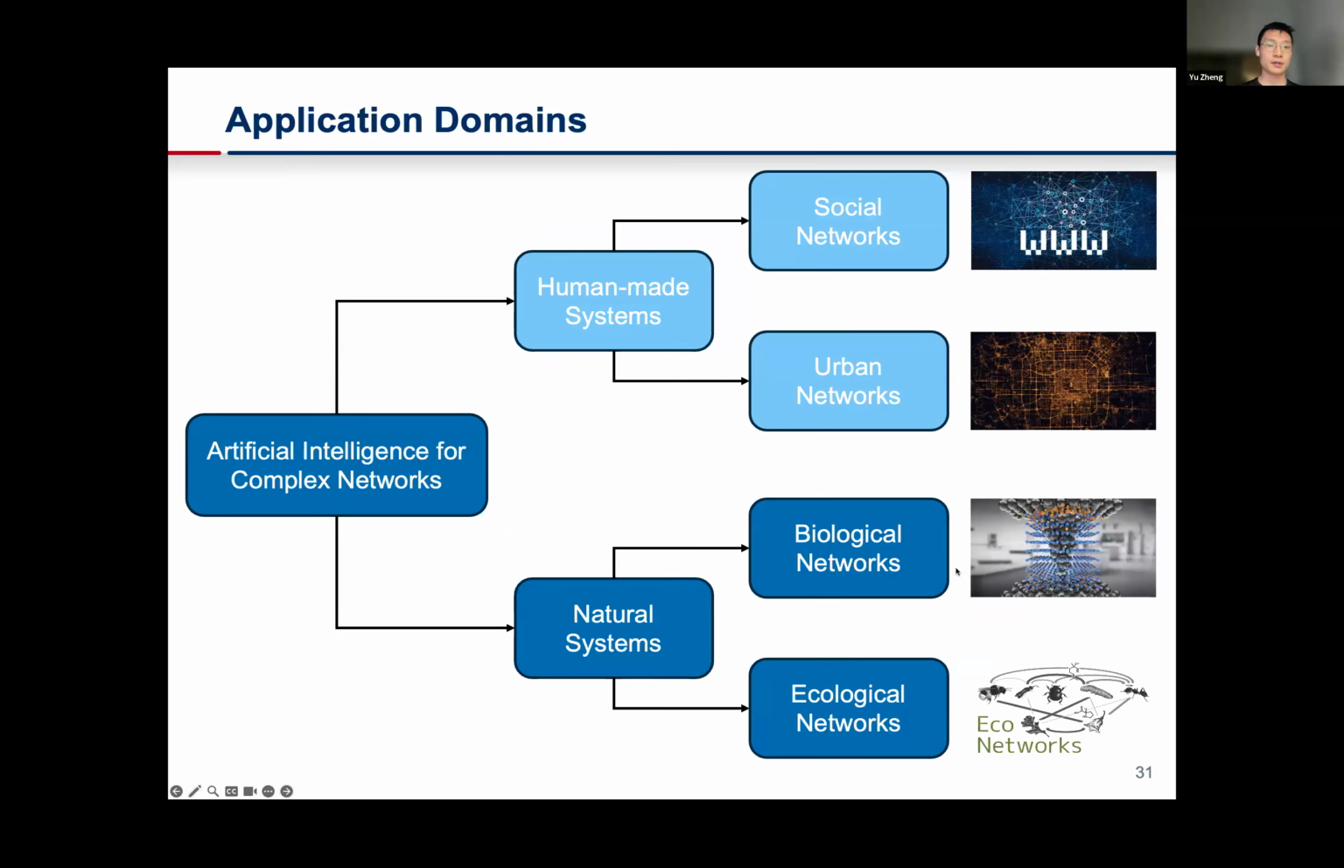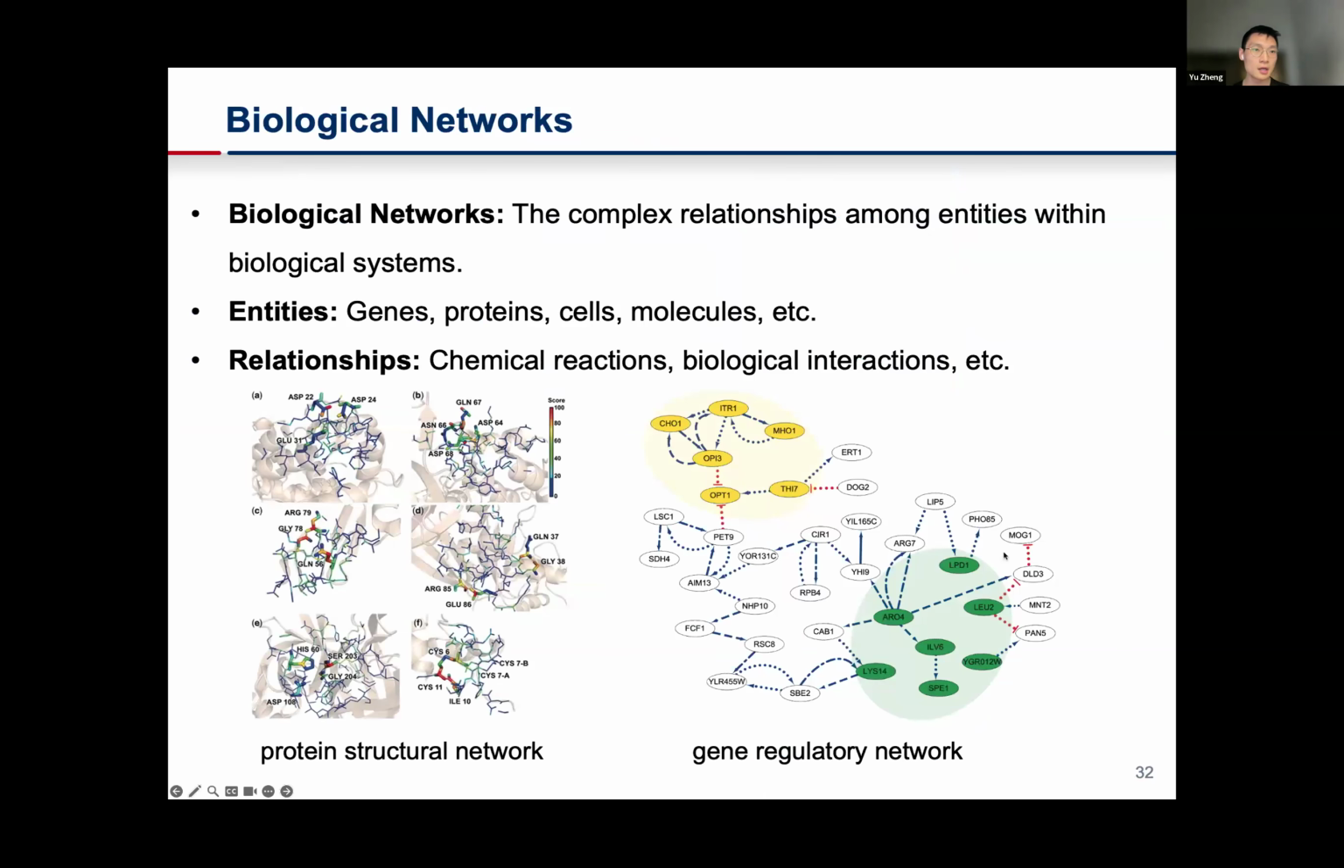And then I will briefly introduce some applications in natural systems, both biological networks and ecological networks. Biological networks describe the complex relationships among entities within biological systems. The entities can be genes, proteins, cells, molecules, etc., and the relationships are chemical reactions or biological interactions between these entities. For example, here we have the protein structure networks and the gene regulatory network.